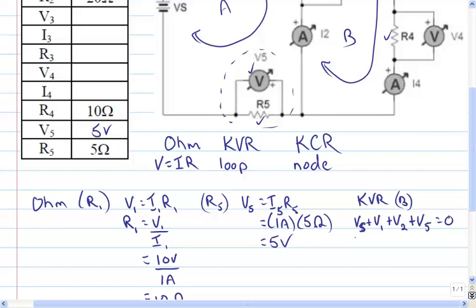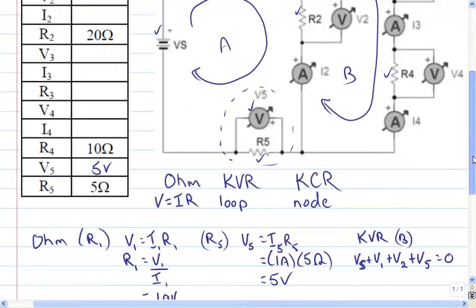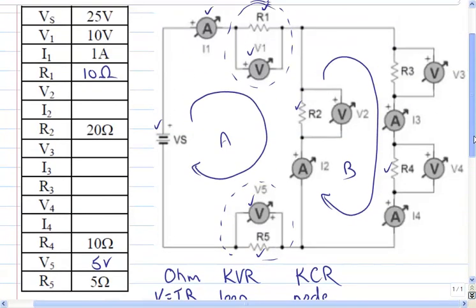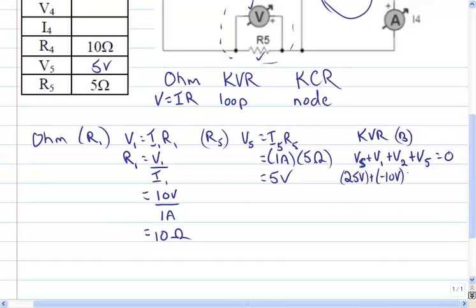So I know that the source voltage was, what, 25 volts? Yeah, I've got 25 volts plus negative 10 volts because it's a drop. Yep. Plus V2 plus negative 5 volts equals 0. So I've got 25 minus 10, so then V2 has to equal 10 volts.